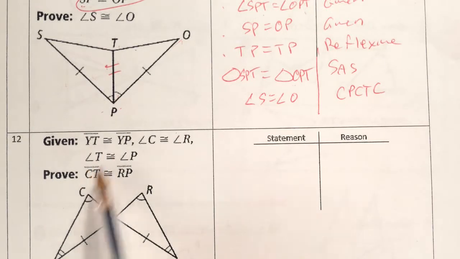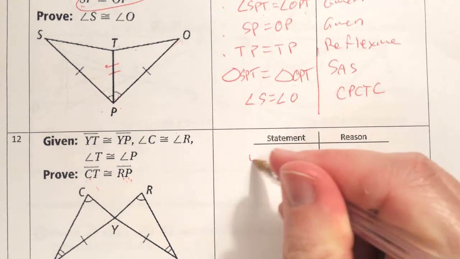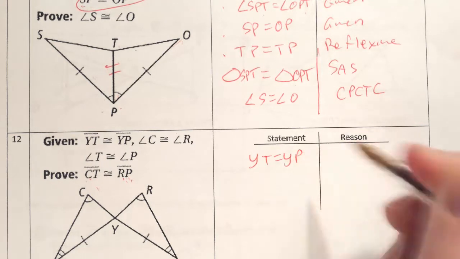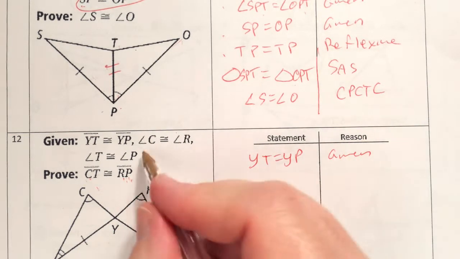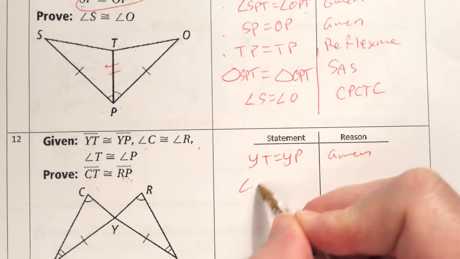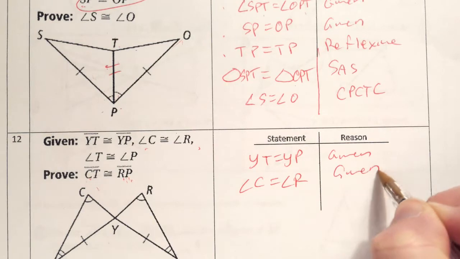Oh, look, this is another CPCTC idea right there. And the thing right before it will be, hey, the triangles are equal. All right, let's just fake it till we make it. YT is equal to YP. Yep, they labeled that. That's given. C is equal to R. Awesome. Angle C is equal to angle R because of given.